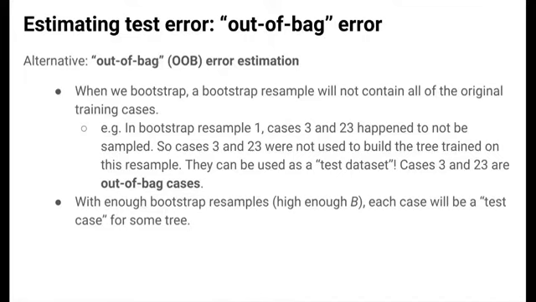An alternative to cross-validation for estimating test error in the tree setting is called out-of-bag error. Out-of-bag error estimation is also abbreviated with OOB. The idea is this. When we bootstrap, a bootstrap resample is not going to contain all of the original training cases. For example, in our first bootstrap resample, it just happens to be that cases 3 and 23 were not sampled. So cases 3 and 23 were not used to build the tree trained on this resample. They can be used as a test data set then. Cases 3 and 23 in this situation are called out-of-bag cases. With enough bootstrap resamples, high enough B, each case will be a test case for some tree.